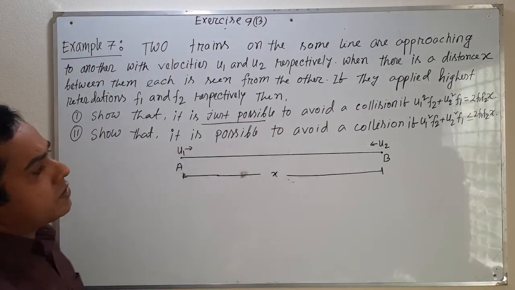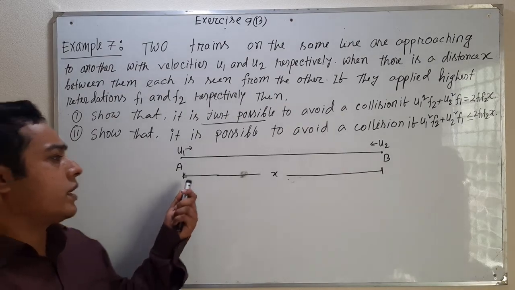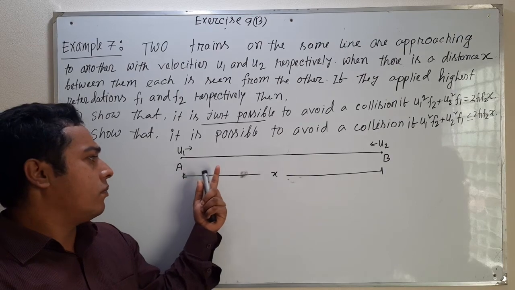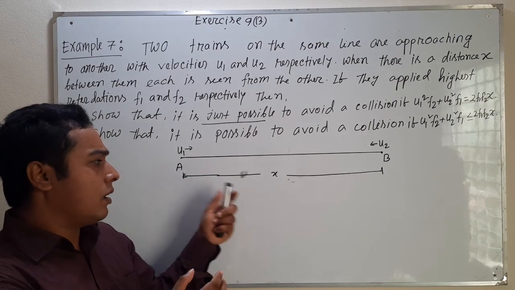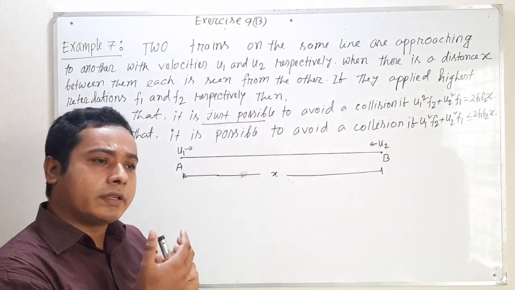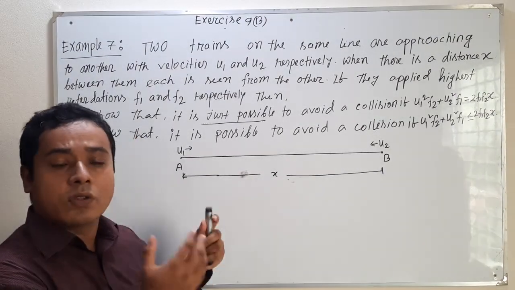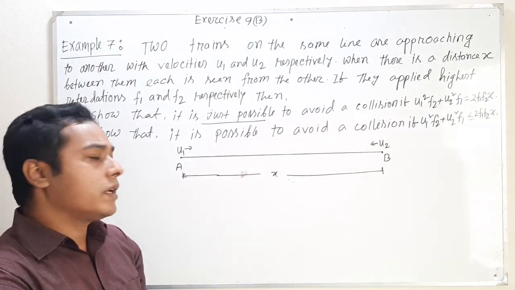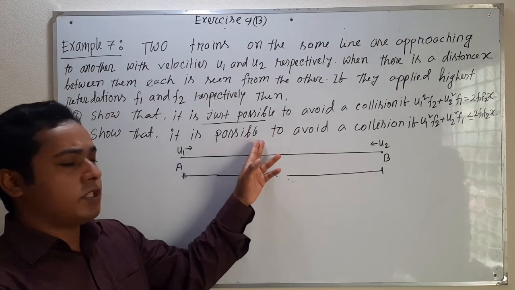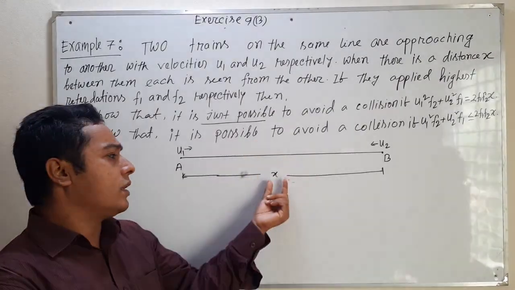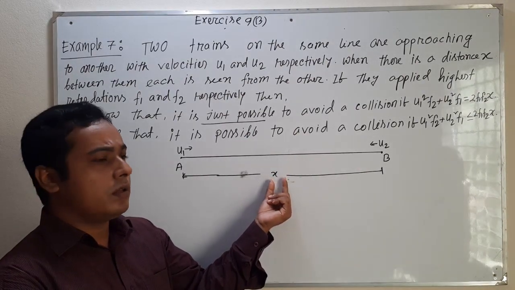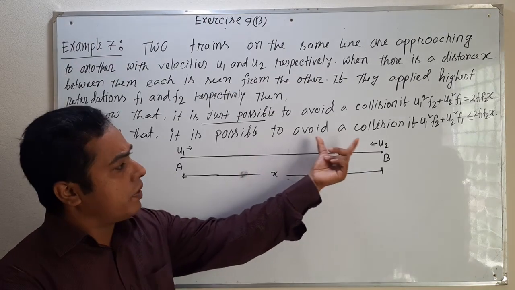It is possible to avoid the collision if the two trains, after seeing each other's position, travel x or less than x, not greater than x. That means their traveling distance must be less than or equal to x, then they can avoid a collision.